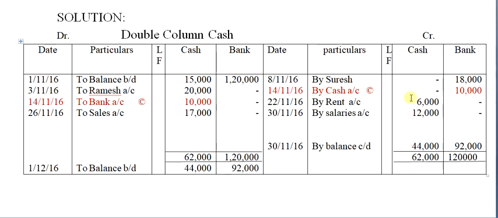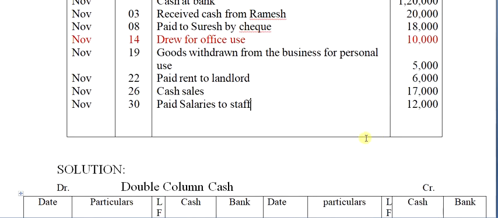When we withdraw cash from bank, our bank balance decreases. How much does it decrease? 10,000. On the opposite side, by cash account, that is a contra entry. Again, what balance increases when we utilize that amount for office? Cash balance increases. How much does it increase? 10,000. In the cash column 10,000. Opposite, you write it as to bank account. This is a contra entry, 14/11/2016, my dear students.